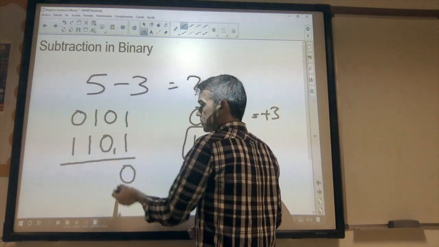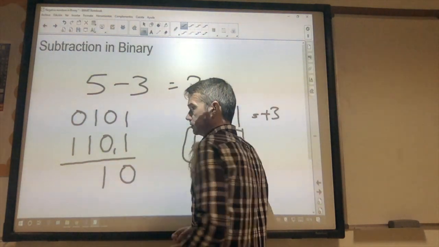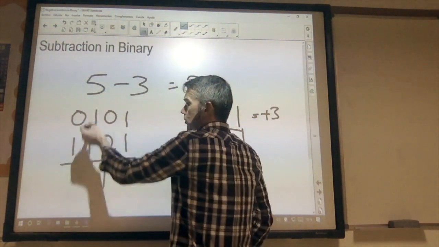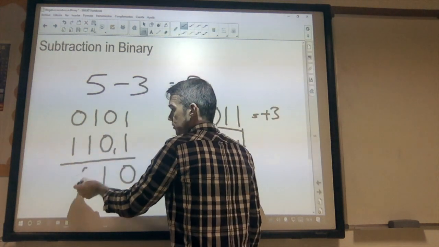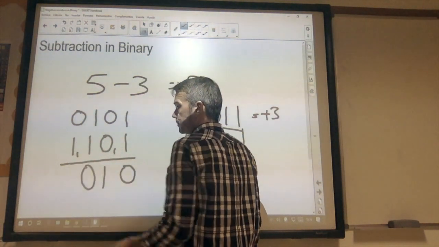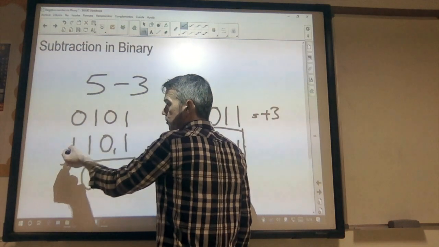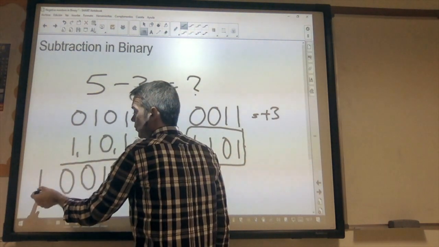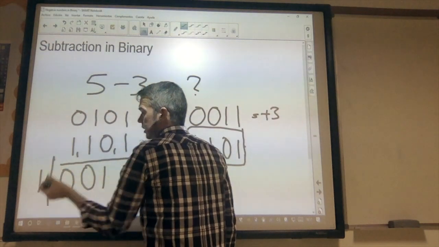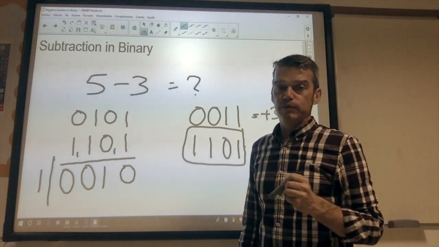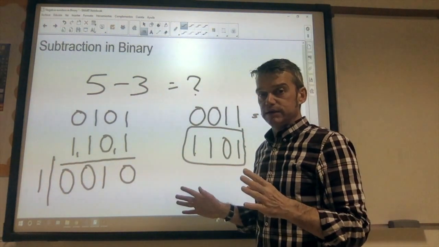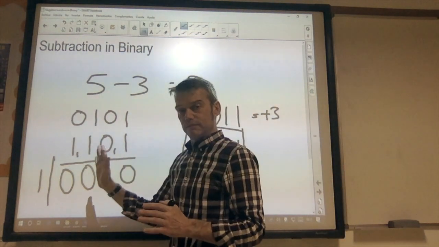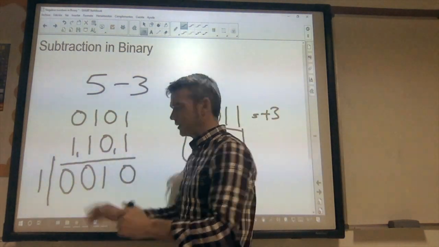This will give us 1. We've got a 1 and a 1, so 0, carry the 1. Here we've got 0, but we've got 1 and a 1, so again 0, and we carry that 1. Now this gives us a problem of overflow. We've only got 4 bits, so we just ignore this one. Get rid of it.